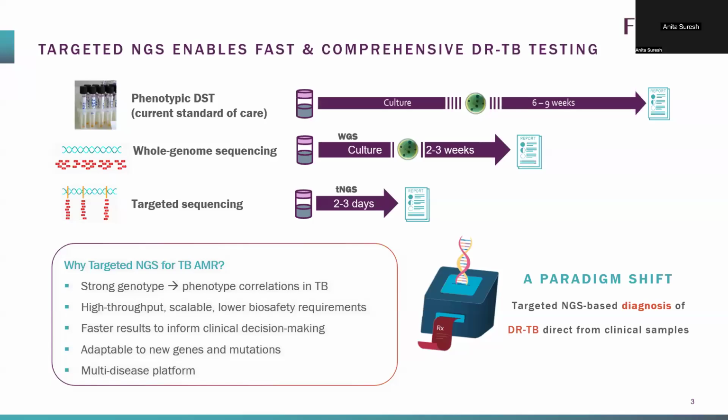There's also, overall with NGS, of course, the advantages of being high throughput and scalable, and also the lower biosafety requirements compared to culture, because there you're growing up a bacteria which is a high biosafety risk, which means you will need a biosafety level 3 lab to be able to even do that testing. Whereas with sequencing, you're only amplifying specific regions. By then you're just looking at DNA, so you're not working with live bacteria. And essentially, sequencing is adaptable to new genes and mutations.